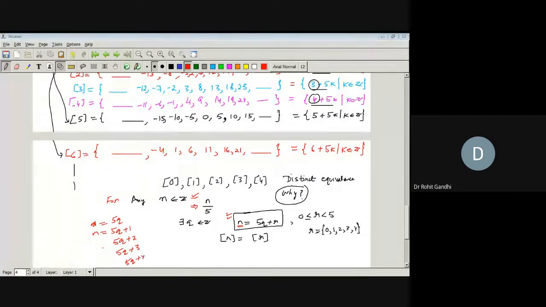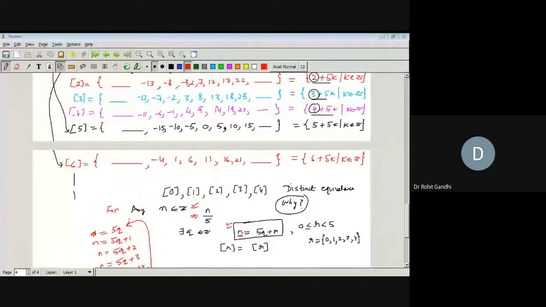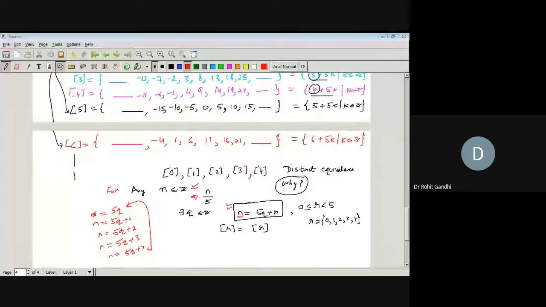So if I take any integer, it should look like this. If I see the other equivalence classes, they should also come from these. If I look at the equivalence class of 5, it will start repeating from these same ones. Is it okay? Yes, sir.